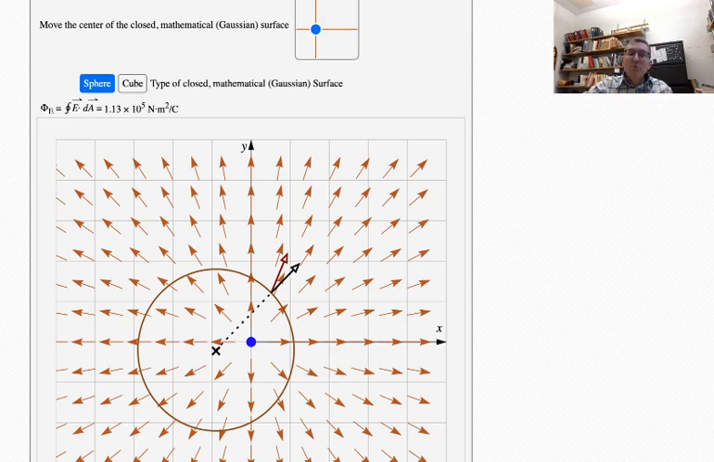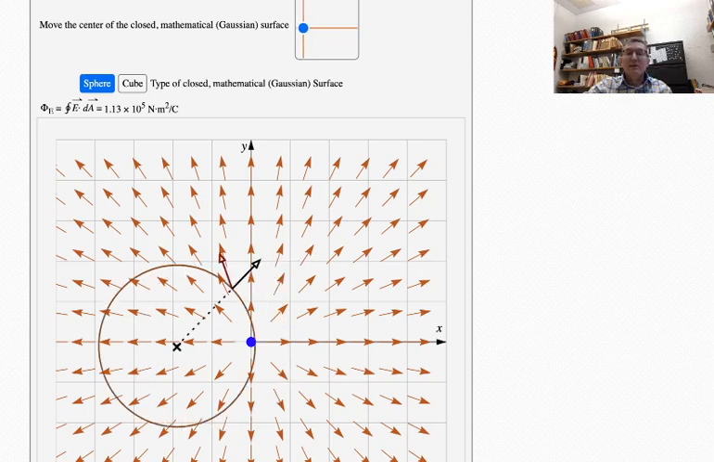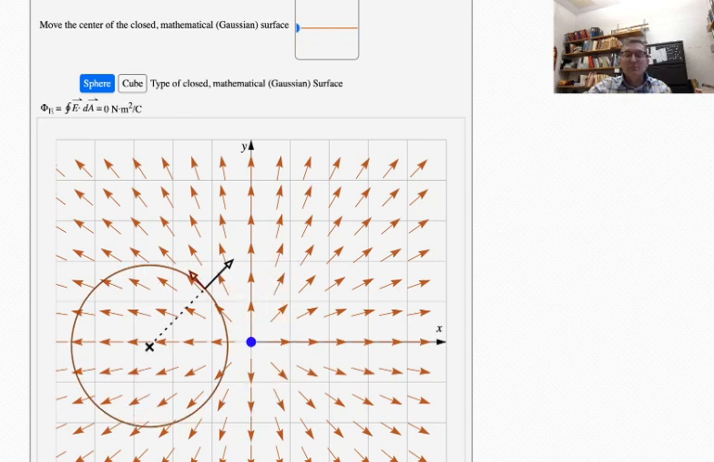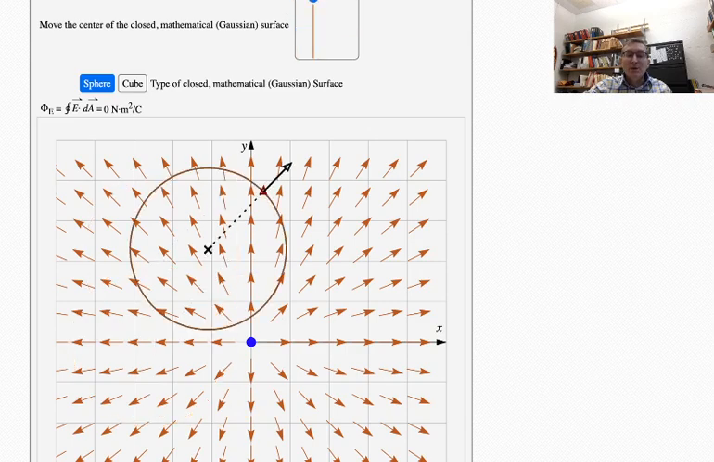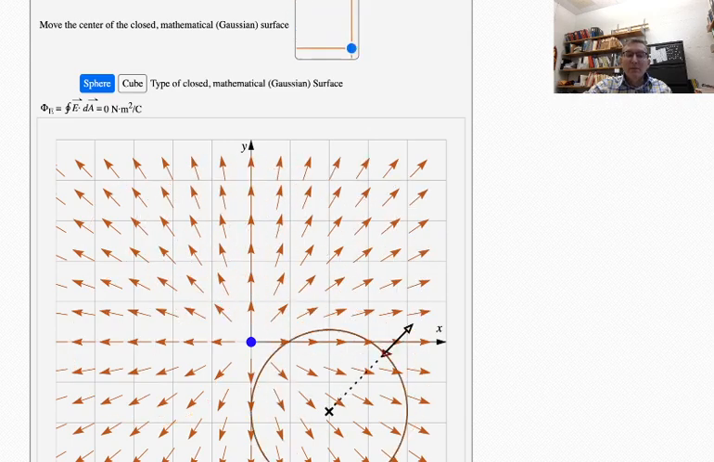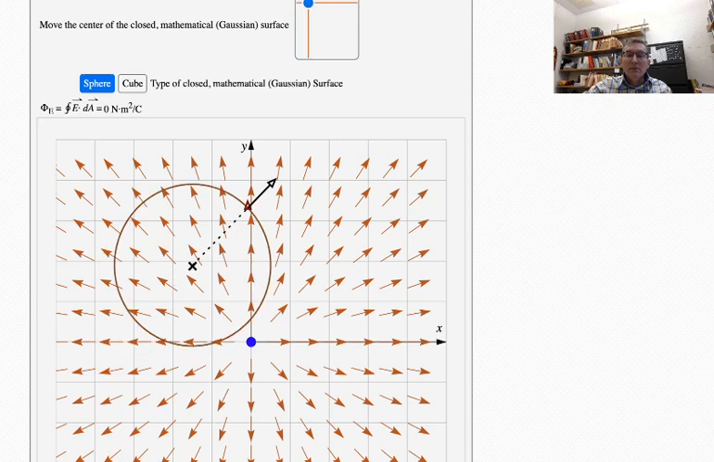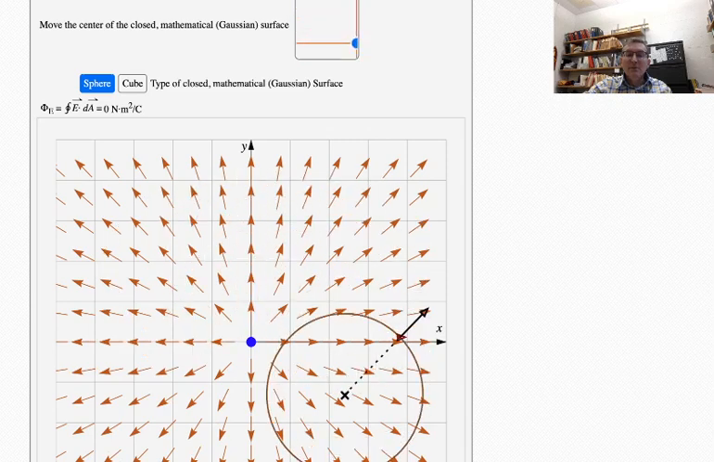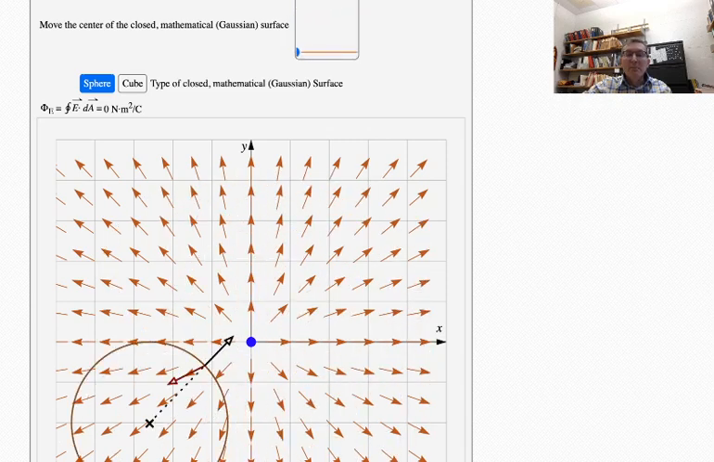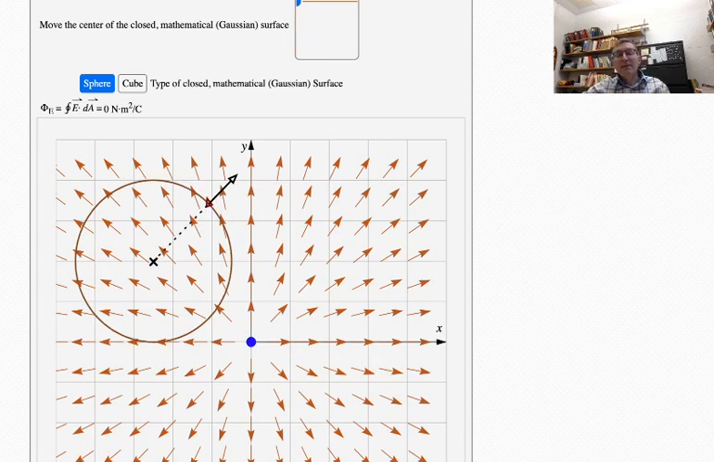Okay, let's move the center of the Gaussian sphere so that the charged particle is no longer inside, and then watch the result for that flux integral up there. Boom, look at that. Drop to 0. 0, 0, 0. As long as the charge is outside, the electric flux through the surface is 0. Now, how can that be, you're wondering? Because the electric field vectors are still there, right? See all the arrows pointing around?